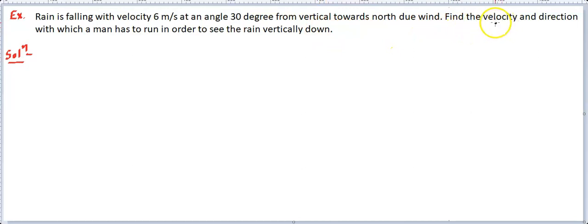So it says find the velocity and direction with which a man has to run in order to see the rain vertically down. So what is given to us this time? Velocity of rain is given to us. Velocity of man has been asked. And what is given to us? Observed direction, that is vertically downside.